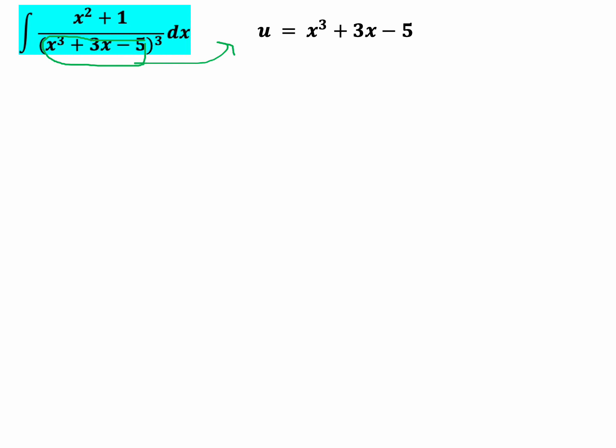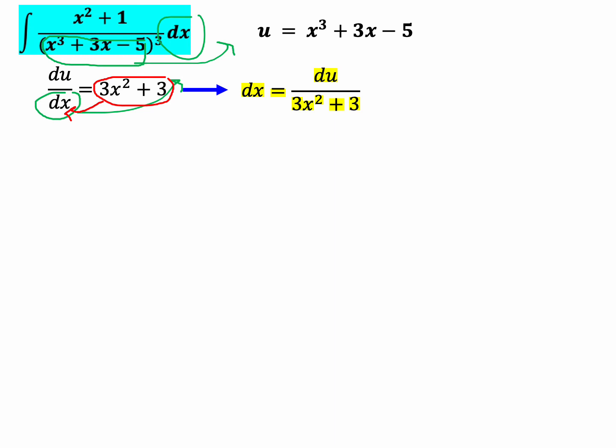So I found u. Then the next step, to change everything, I have dx, and to get dx I need to find the derivative, which is du over dx. So the du over dx is 3x squared plus 3. I need dx, so what should I do to get dx? I move dx out and I put this quantity in the denominator instead of dx. So I get dx equals du over 3x squared plus 3. Why do I find this one? Because in the original integration I have dx.